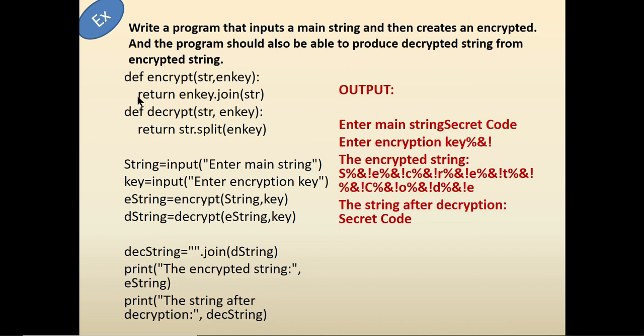Okay, so we are going to write a program for the same. Here is the program, def. So this is the function definition, right? Let us understand what this particular function is doing. Def, the name of the function is encrypt. So str and then n key, you are passing two parameters to this function. Return n key dot join of str, right? So what you are returning is n key, whatever the encryption key that you are entering, that will be joined to the string, whatever the string that you are passing.